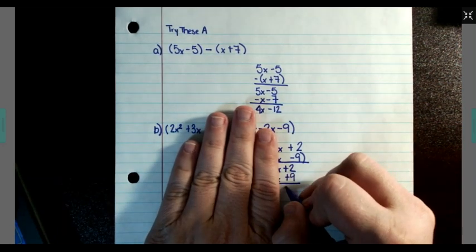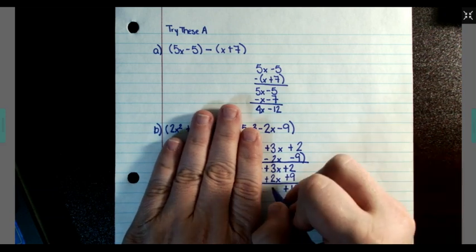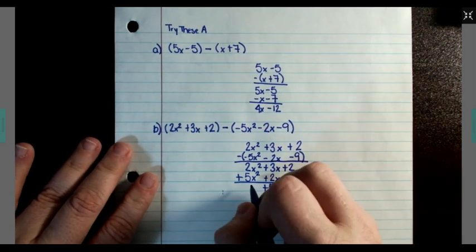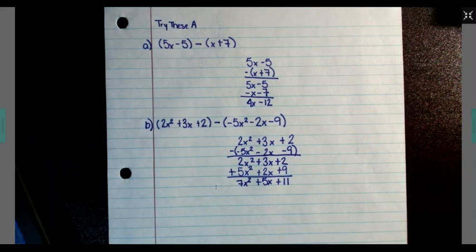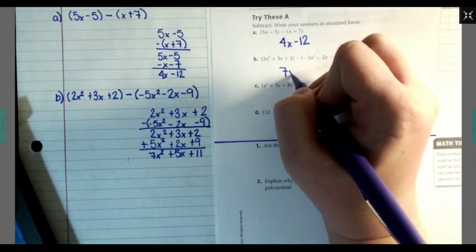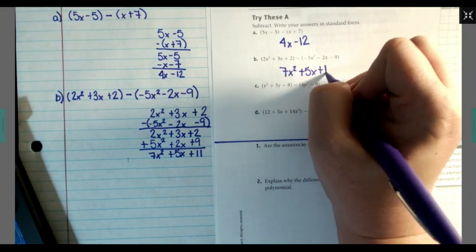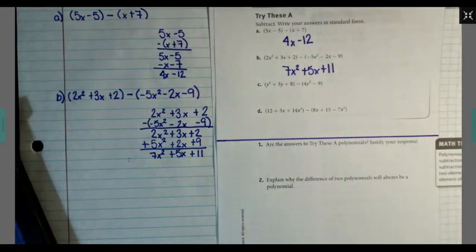2 plus 9 is a positive 11. 3x plus 2x is a positive 5x. And 2x squared plus 5x squared is going to be 7x squared. So this answer is going to be 7x squared plus 5x plus 11. Oops, finish that off, plus 11. There we go.